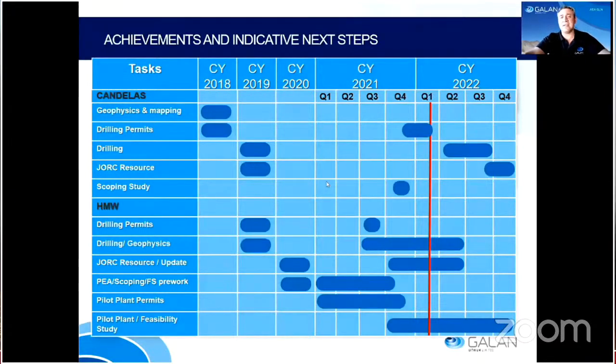So in terms of what we have done, at Candelas we're getting the drilling permits. We'd like to drill Candelas next quarter or quarter 3, and this is work in progress. And then update the resource: we'd like to move for both projects our resource from indicated to measured. And now when we look at Hombre Muerto West, this is our main focus today.